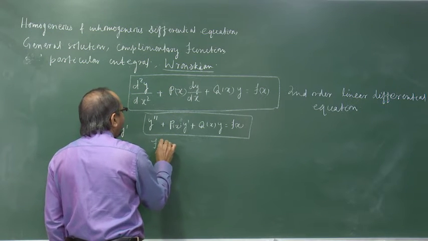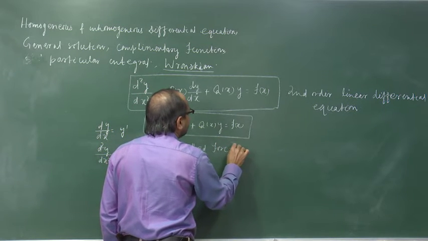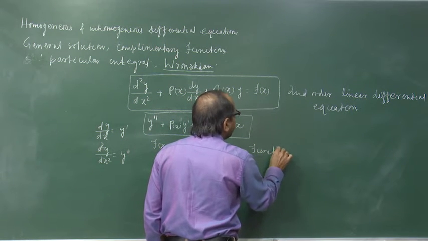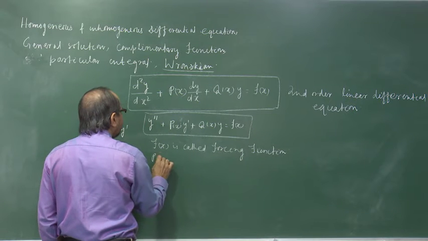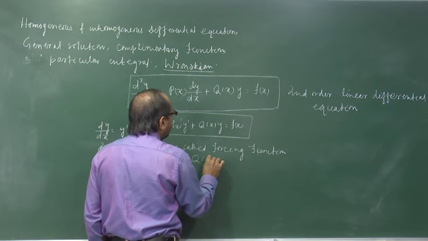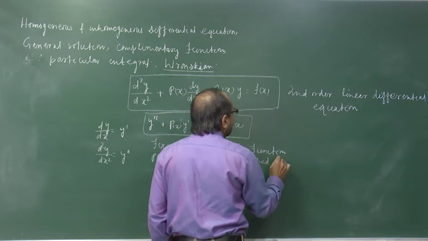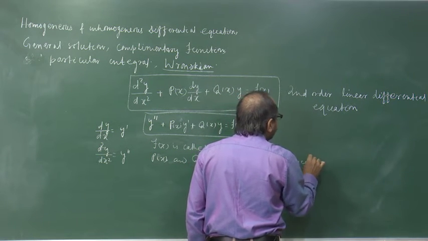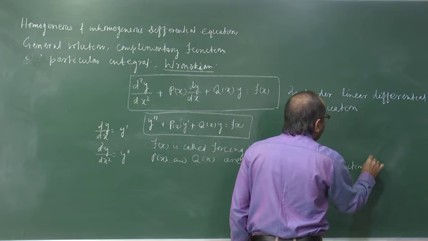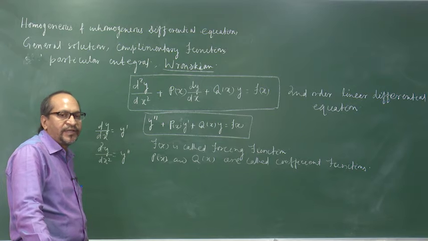Here this f of x is called the forcing function, while p of x and q of x are called coefficient functions. So, this is the general form of a linear second order differential equation.